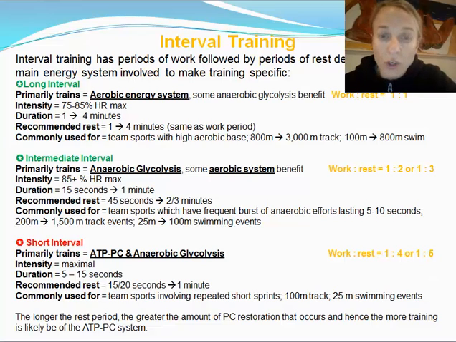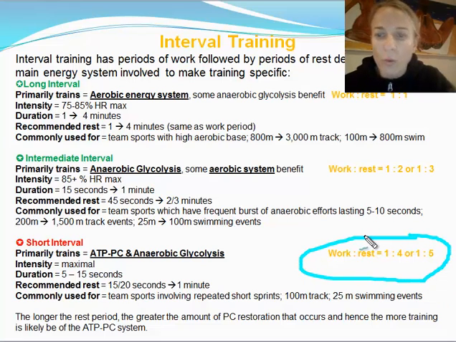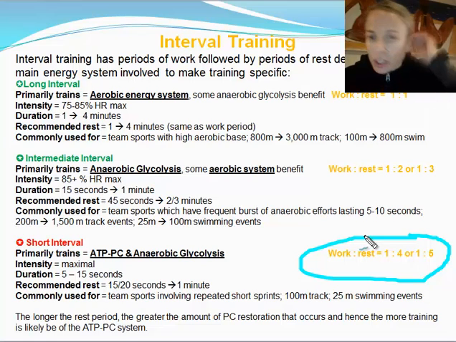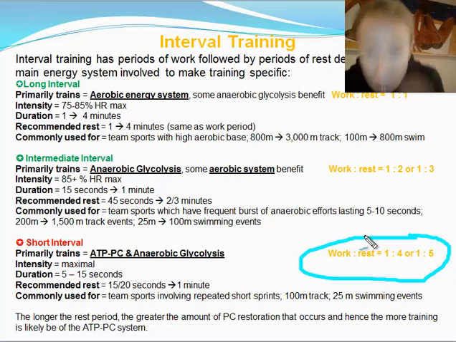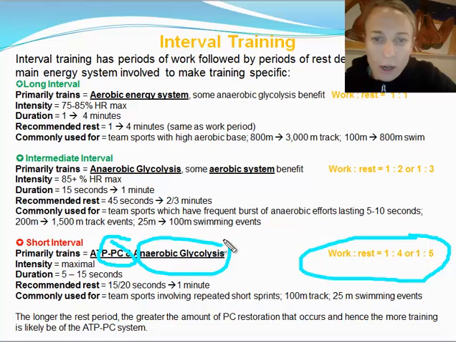So our short interval training that we did the other day generally operates with a work to rest ratio of generally 1 to 3, 1 to 4, 1 to 5, 1 to 6. Obviously, the longer the rest, the work is very intense, maximal intensity, and of a short duration, which generally leads to benefits and improvements in our ATP-CP system, but also our anaerobic glycolysis.